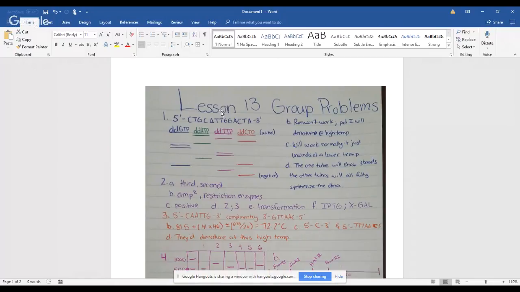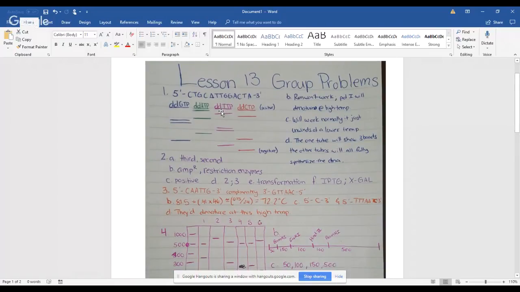For part B, it says, what if we use DNA polymerase 1 from E. coli instead of Taq? It probably wouldn't work because the high temperature would denature it. For part C, if you accidentally added E. coli helicase, I said it would work normally just because it already unwinds by itself. You don't need helicase, so it should be fine. D says you add ddATP in one of the four tubes, but you forget the others. So you would only show 3 bands: the full band, and then the other 2 A's, because it would stop at each of them. So you wouldn't see any of the other banding patterns for G, T, or C.